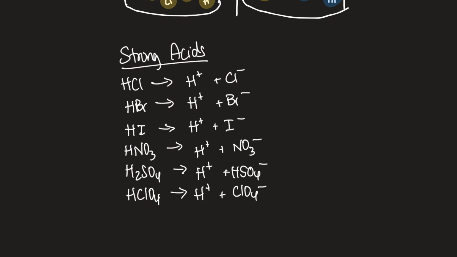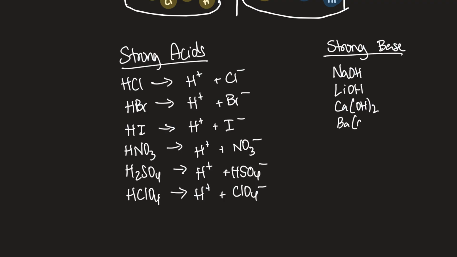Now, as for our strong bases, we have sodium hydroxide, lithium hydroxide, calcium hydroxide, and barium hydroxide. We also have potassium hydroxide. These are all our strong bases.